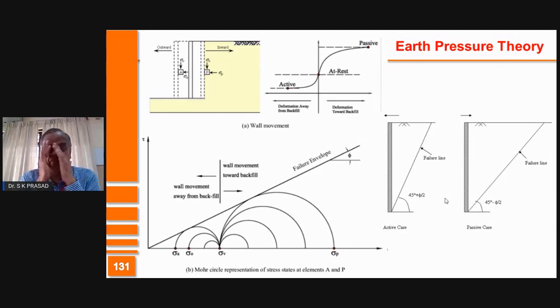So, friends, in case of passive situation, the failure line is at 45 minus phi by 2. On the other hand, in active situation, the failure line is at 45 plus phi by 2. With respect to what? With respect to horizontal.